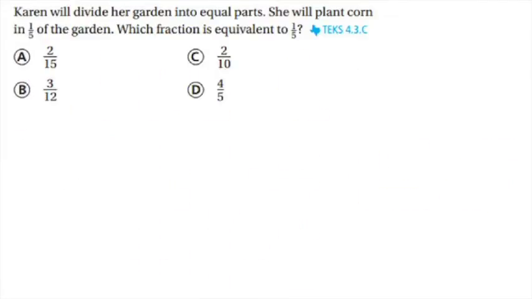Karen will divide her garden into equal parts. She will plant corn in 1/5 of the garden. What fraction is equivalent to 1/5? So we are figuring out an equivalent fraction, and we want to know what is equivalent to 1/5. So I'm going to write 1/5, and I know that if I multiply a fraction by the same numerator and denominator, that I can make an equivalent fraction.